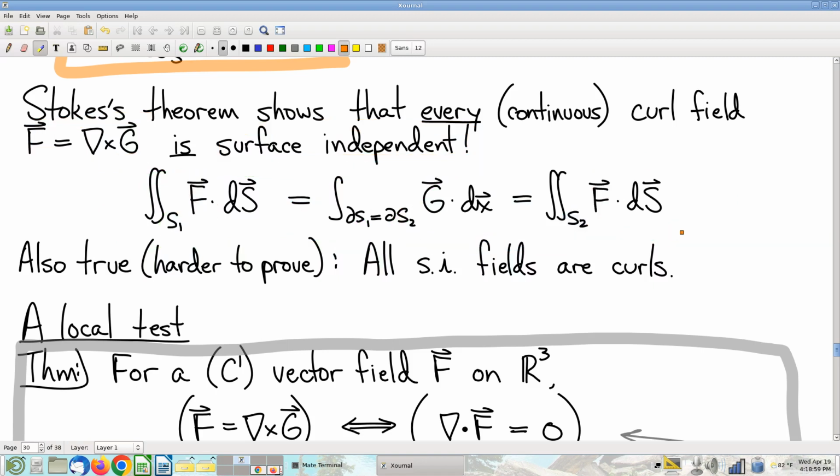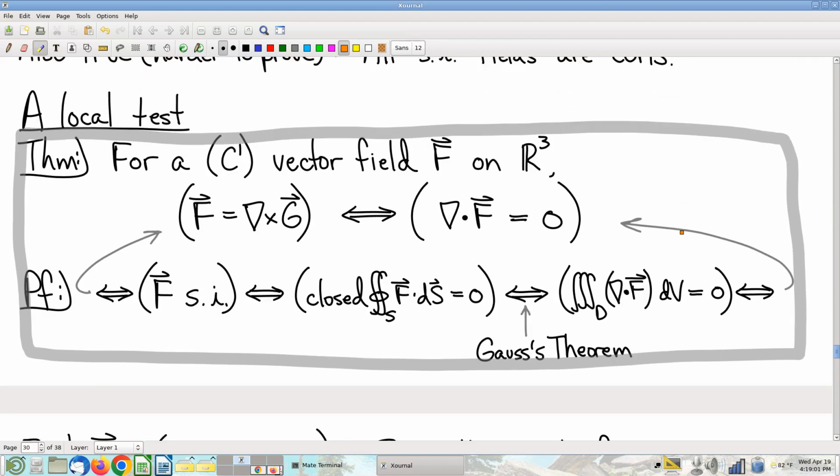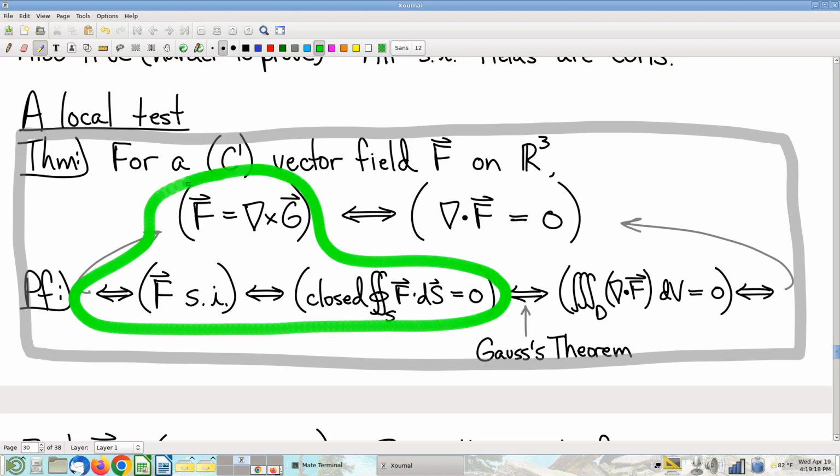Okay, and furthermore, we have a local test. Now, I'm gonna go through this one really quickly, partly because we're short on time, and partly because I want to be able to give the nice punchline, and partly because we've made very analogous arguments before, and it's structurally the same idea. So I'm going to look first at these three statements. I know that every curl is surface independent. I claim that goes the other way. That's actually a hard proof. We're not going to do that in Math 219. But not only is every curl surface independent, every surface independent is a curl.